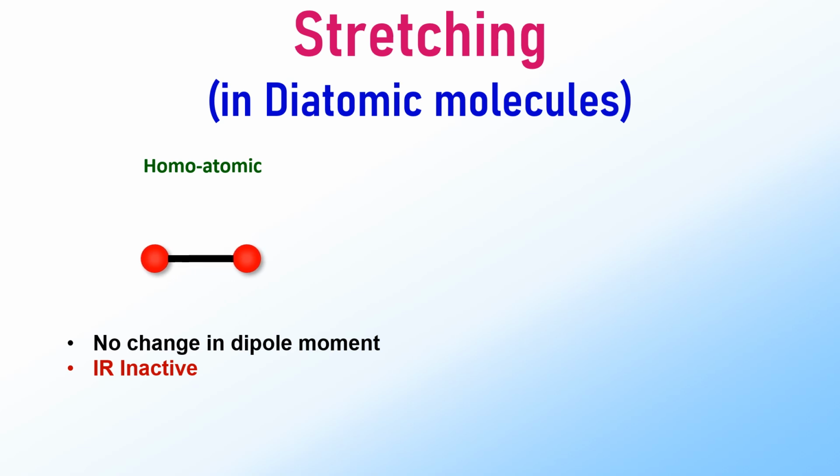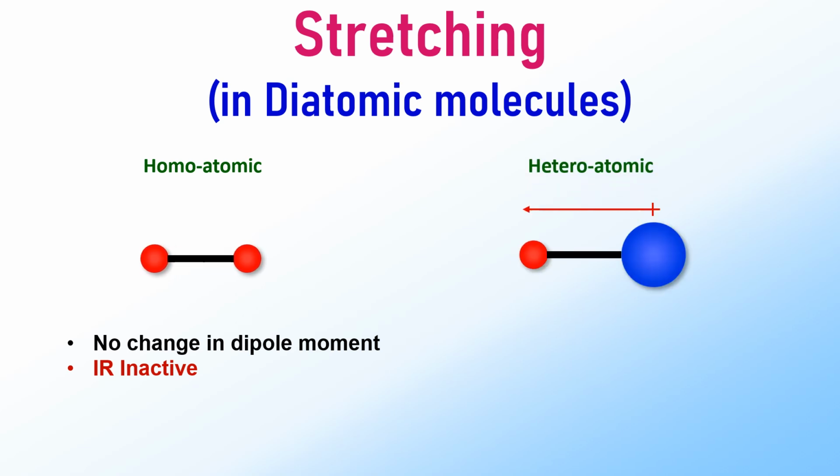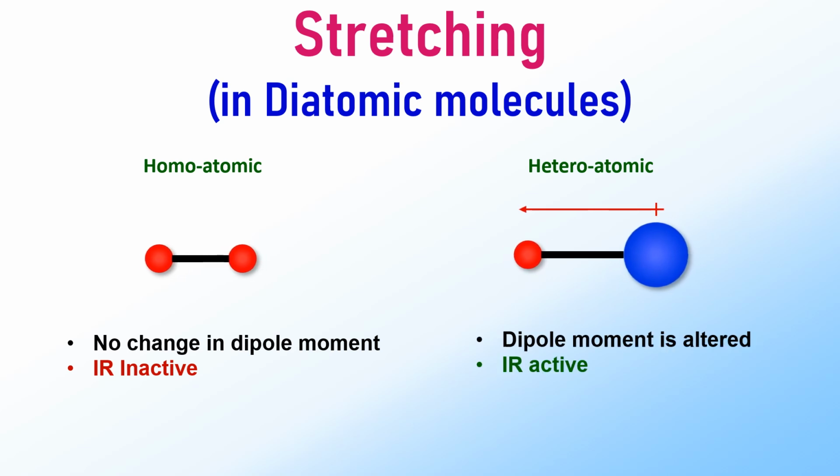Let us now consider a heteronuclear diatomic molecule where the smaller atom is more electronegative than the larger one. As a result, the molecule has a dipole moment with the negative end pointing towards the more electronegative smaller atom. When the bond undergoes stretching, this dipole moment changes. Since a change in dipole moment is necessary for a vibration to absorb infrared radiation, the stretching mode becomes IR active.